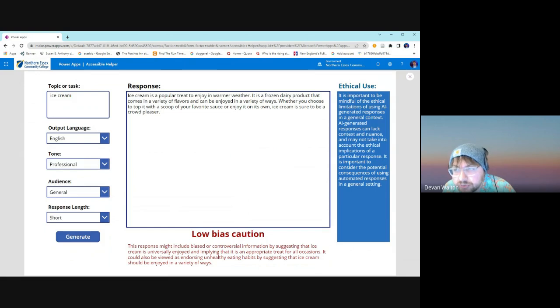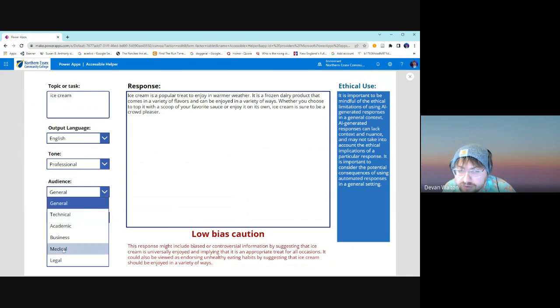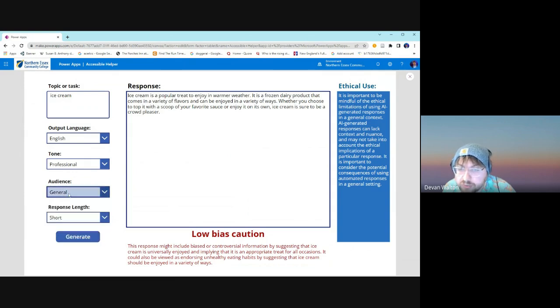This ethical use statement will vary based both on the response that's generated and also by the audience type you select. So if you select a general audience, your ethical use might be very different than if you selected a medical or a legal audience. In which case, if you're getting a response about some sort of potential medical intervention, the ethical use could be a lot more complicated, and you might have more bias as well.